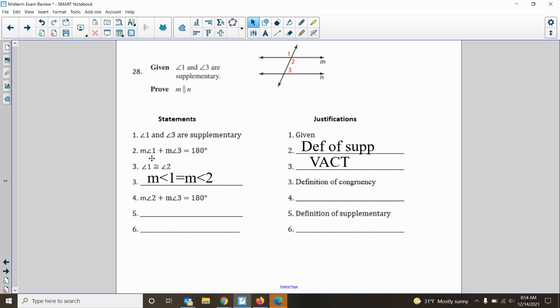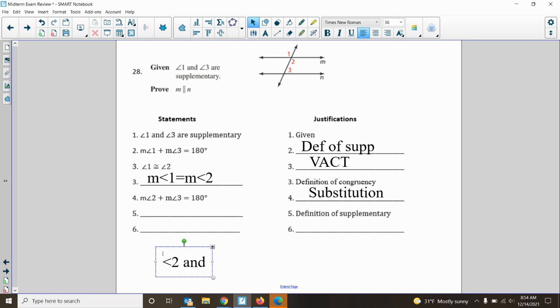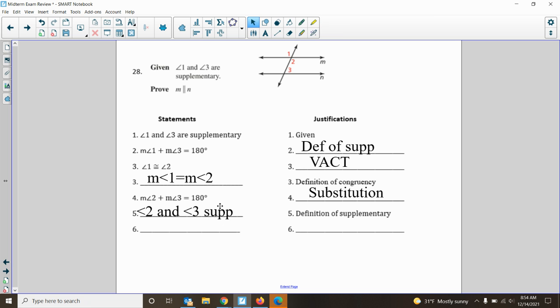Now look at lines 2 and 4. Again, these are the exact same, except for the 1's out and the 2 is in. This is just a substitution. And now look at line 4 says 2 and 3 add up to 180, and then line 5 says definition of supplementary. Well, these are supplementary angles, right? But we have to say that in English. Angle 2 and angle 3 are supplementary. That's going to be line 5. And line 6, it's going to be M is parallel to N.